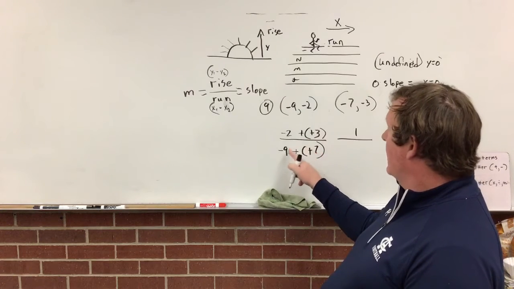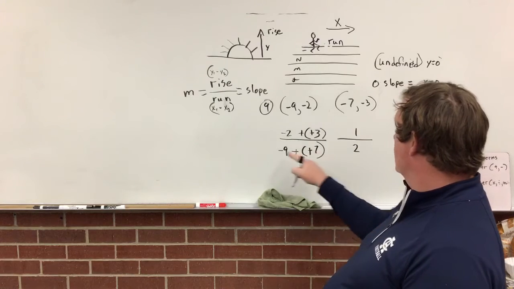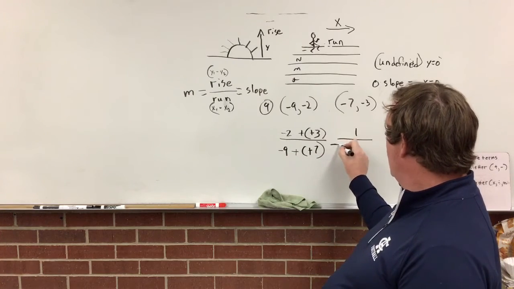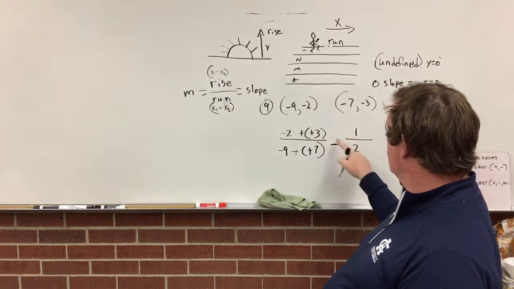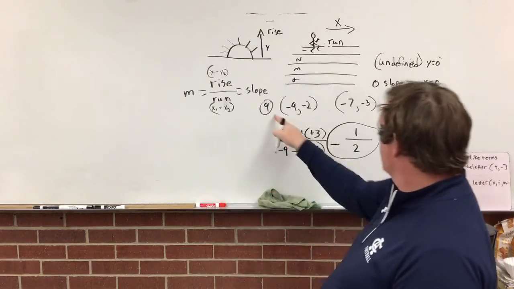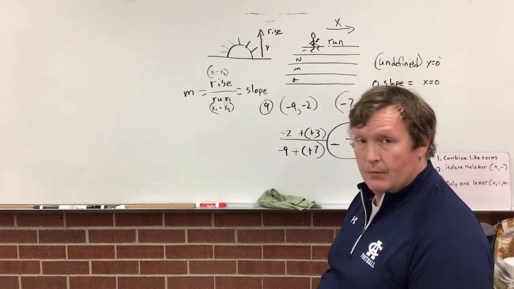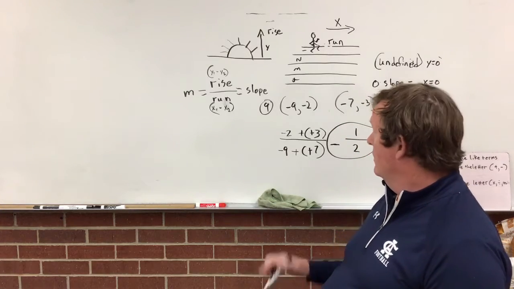9 and 7. 9's larger. 9 minus 7 is 2, and since 9 was larger, I get to keep the negative there. So in this situation, the answer to number 9 is actually, the slope is negative 1/2. Okay? That's how we do that.